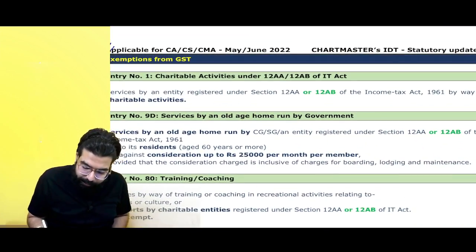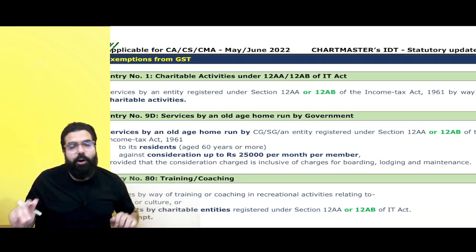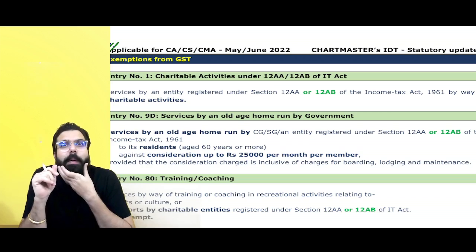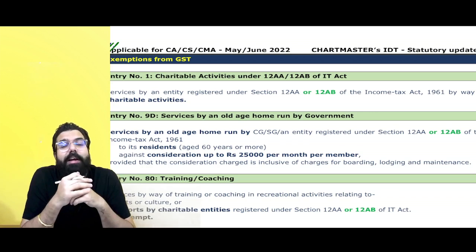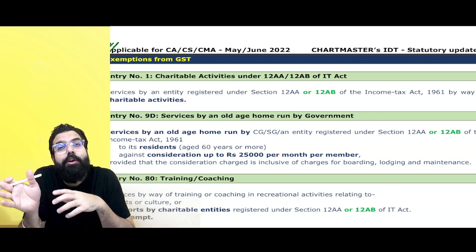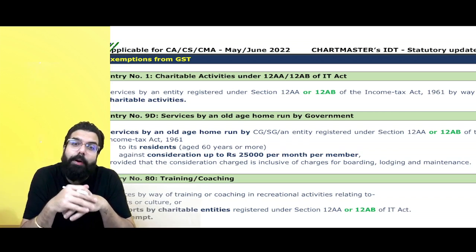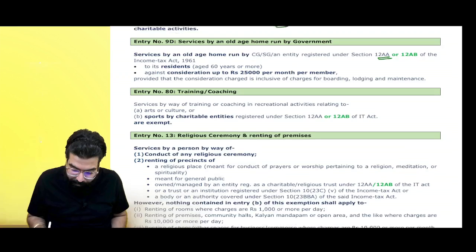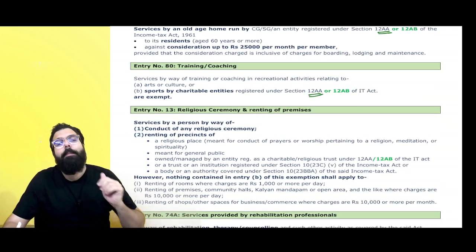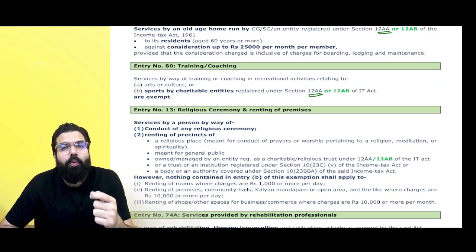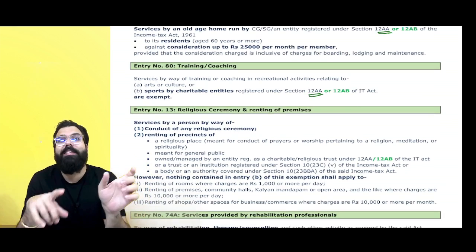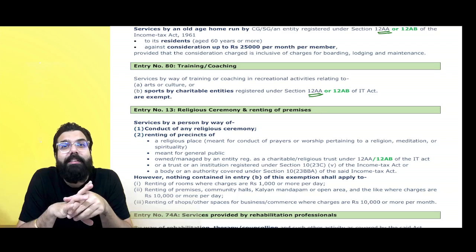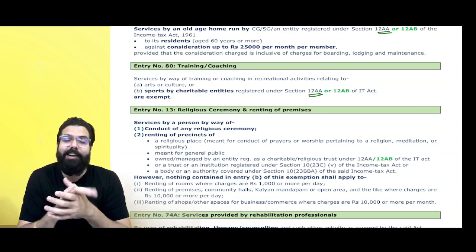Now, exemption chapter, there are small amendments. We'll go ahead and talk. In the exemption chapter, if you remember, entry number 1 was there: charitable institution registered under 12AA. Yes, sir, we remember, in many places we read charitable institution registered under 12AA. Now, what happened in income tax? They brought one additional section, which is section number 12AB. Section number 12AB is introduced in income tax.